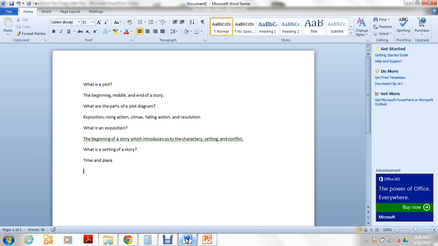What is an antagonist? A bad guy. The antagonist is the villain in the story. Who was the antagonist in the Three Little Pigs? The wolf.